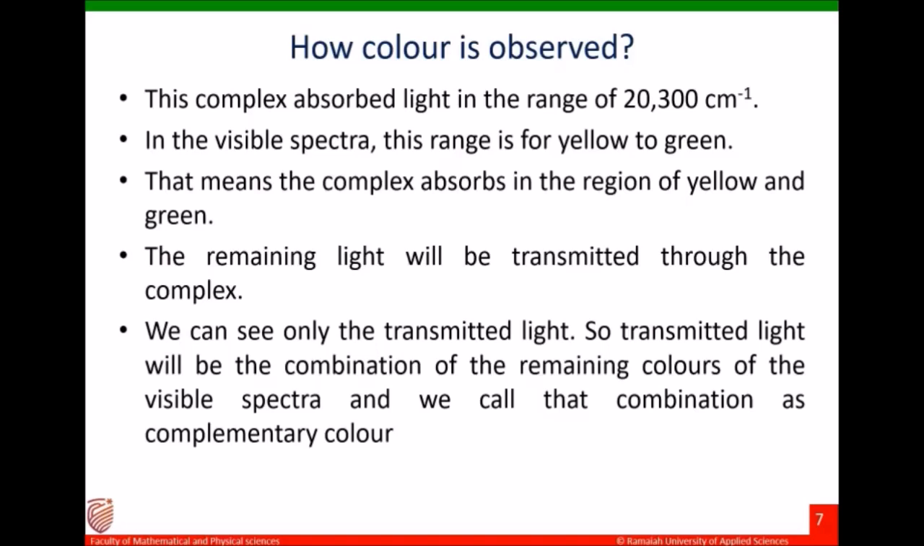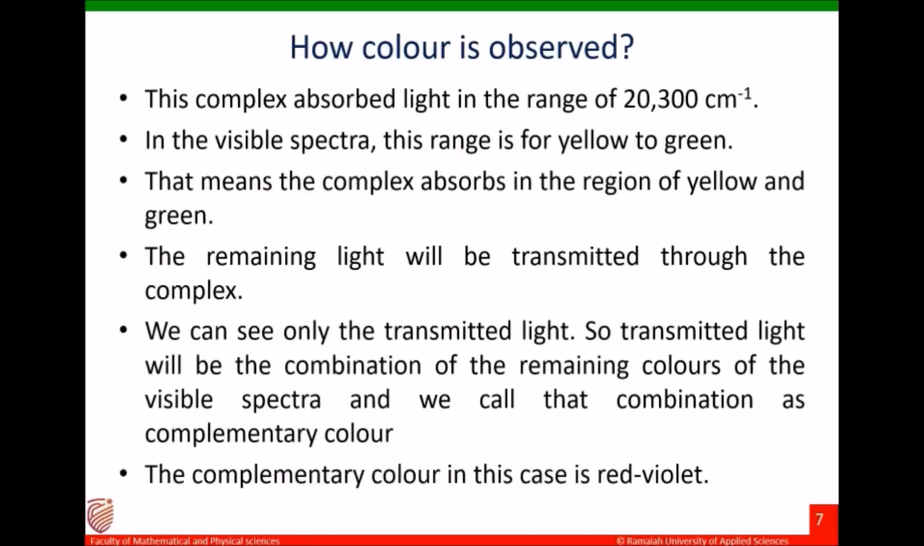We can see only the transmitted light. So the transmitted light will be the combination of the remaining colors of the visible spectrum, and we call that combination the complementary color. So we will be seeing only the complementary color of yellow and green. Here the complementary color is red-violet. That's why the complex was red-violet in color.